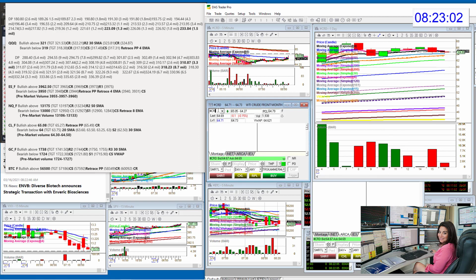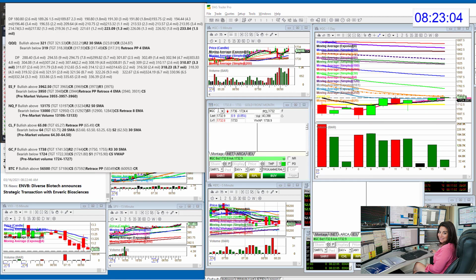Let's head on over to the gold futures. Gold futures, I see a really nice pocket right here. We can break above that 1737.50 level. So I did 1738 and bear below 1724, below that 8 EMA.